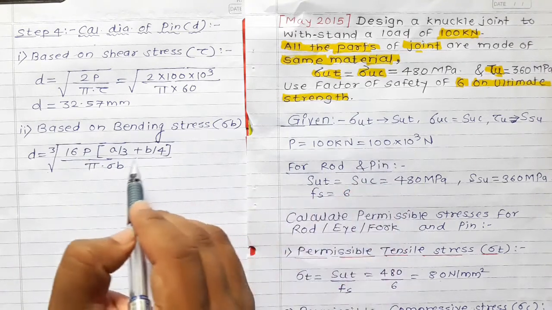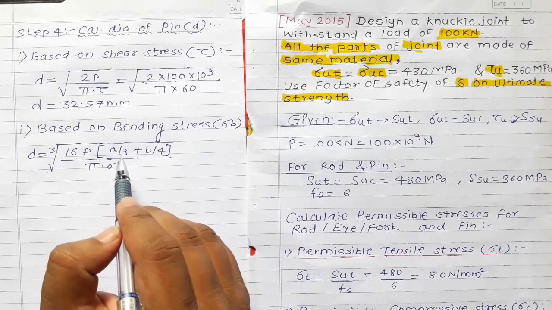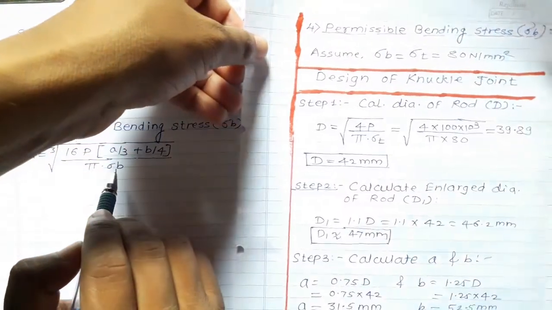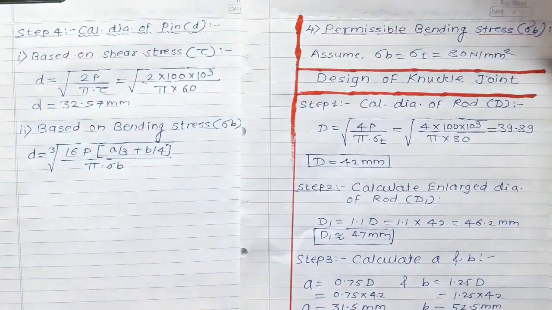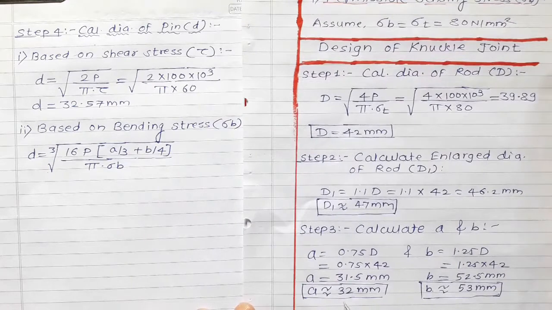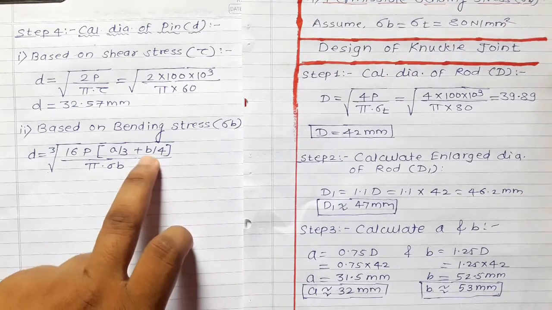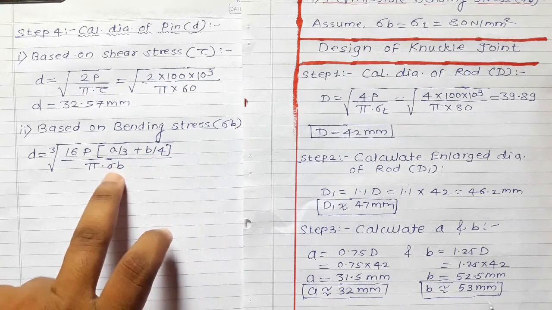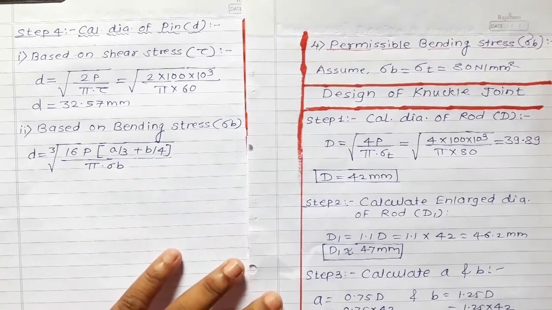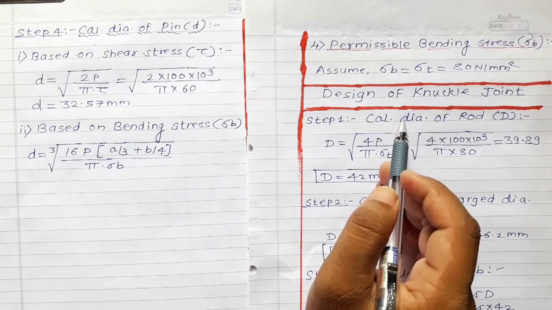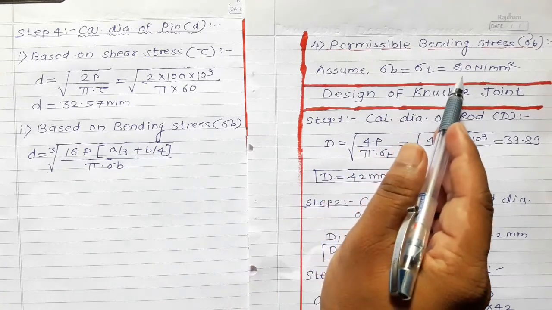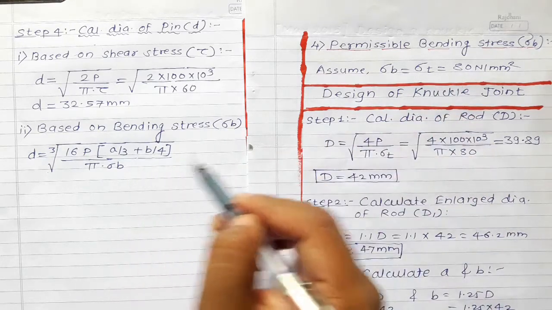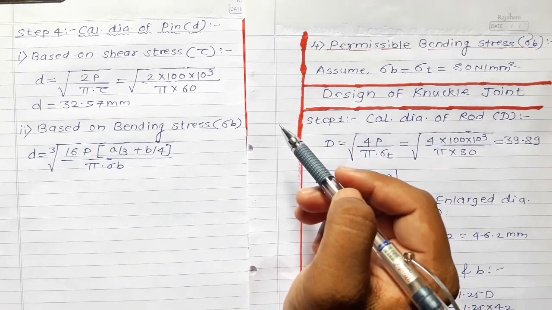Newton. This A is nothing but the thickness of fork end, which we have calculated in step number 3, that is 32 mm, and this B is the thickness of eye end, equal to 53 mm, and this sigma B is the permissible bending stress, which we have assumed equal to permissible tensile stress, that is sigma B is equal to 80 Newton per mm square. Now let us put this value here and calculate diameter of pin small d.